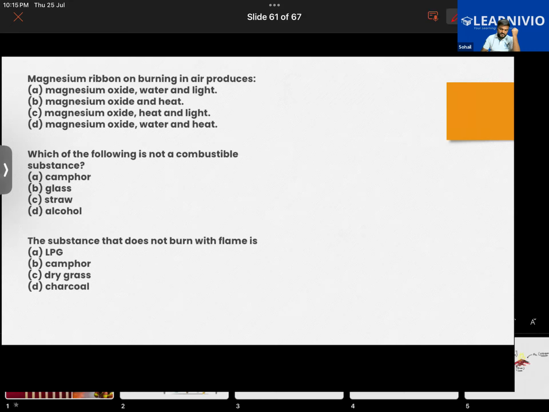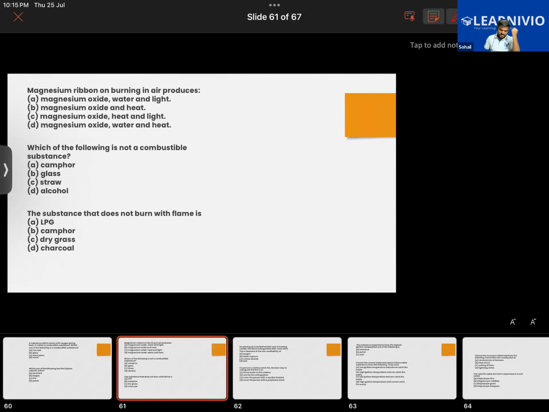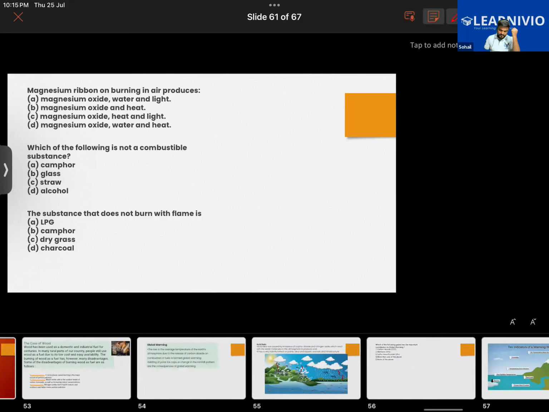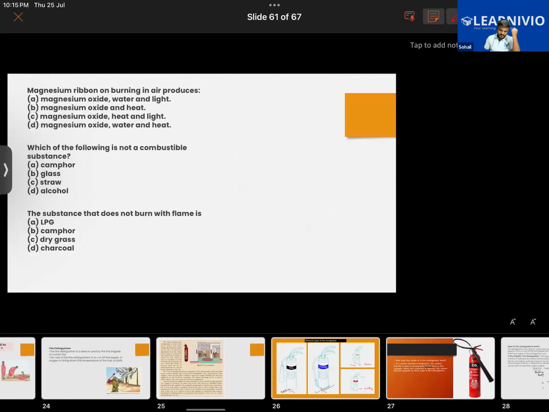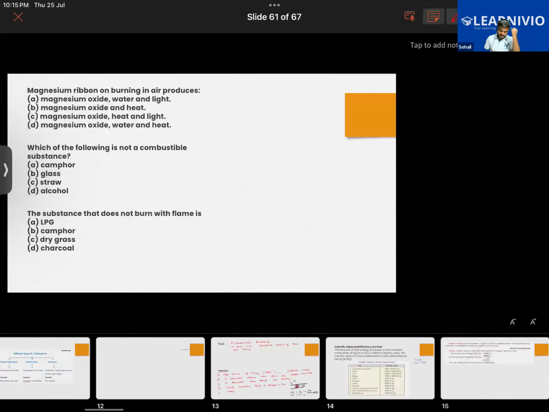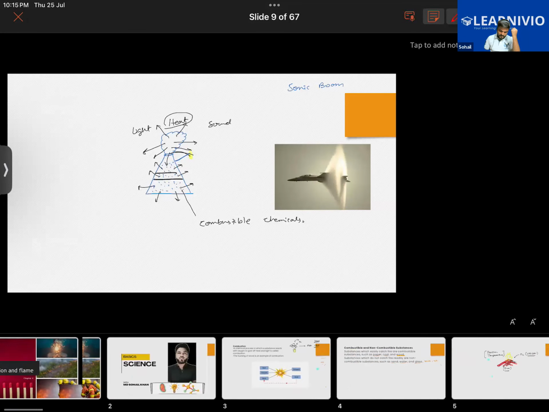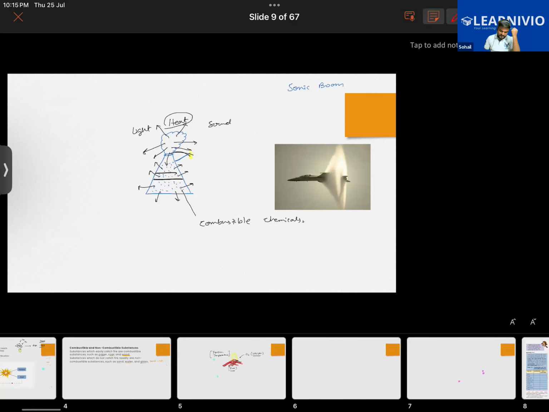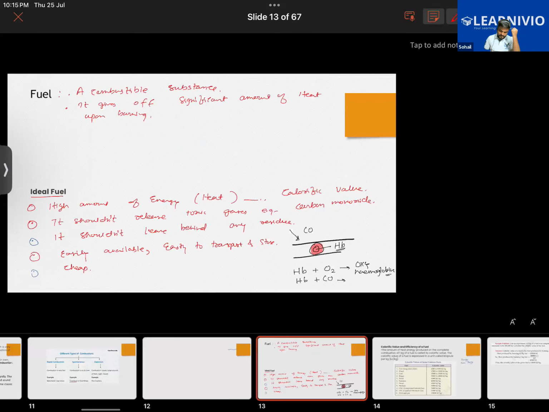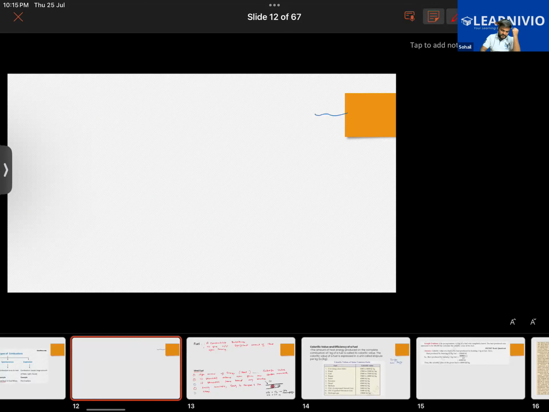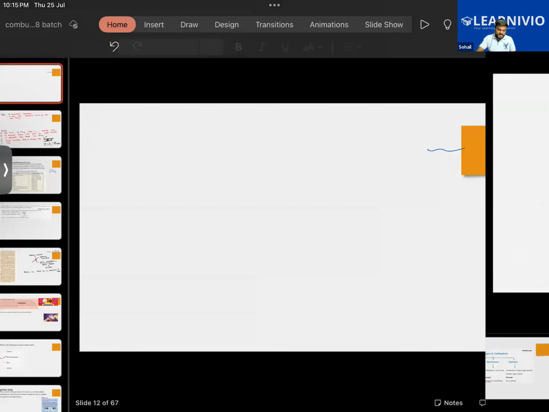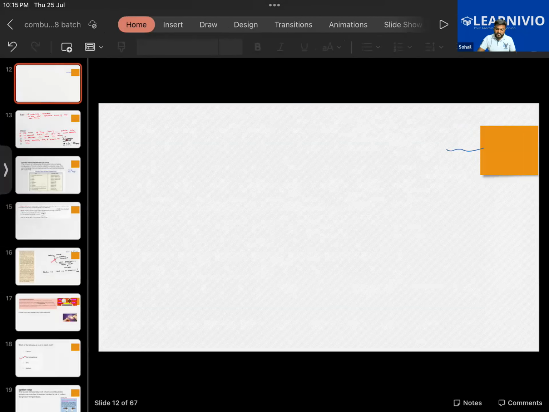By the way, there was one such reaction. Did we discuss this? The burning of the magnesium ribbon. That example was actually left to be discussed. Now just hold on for one minute. In many schools, this activity is done where the students are shown the burning of the magnesium ribbon.